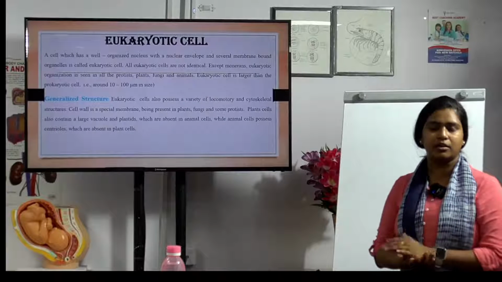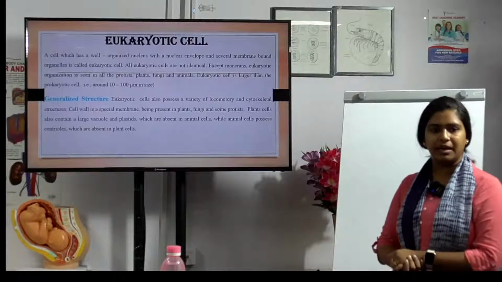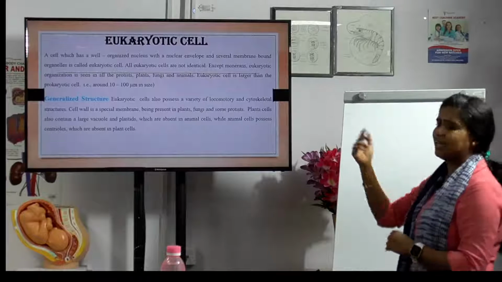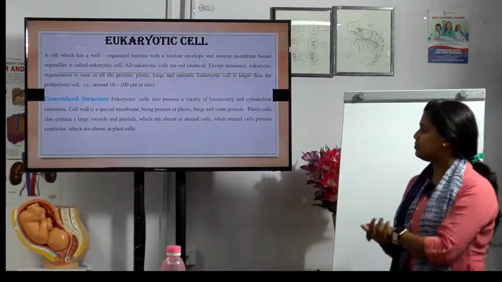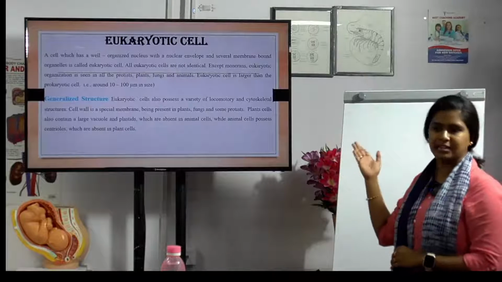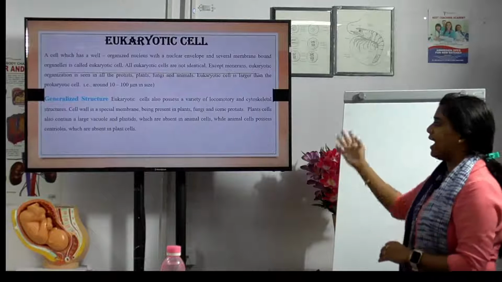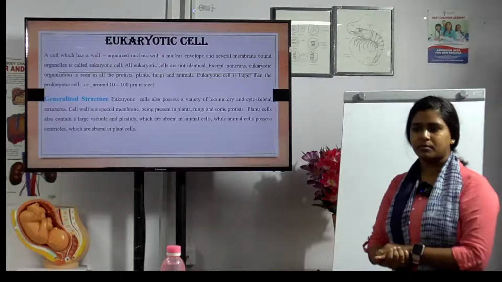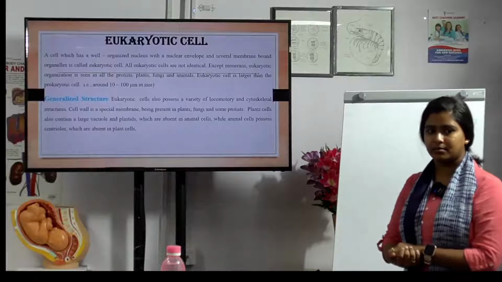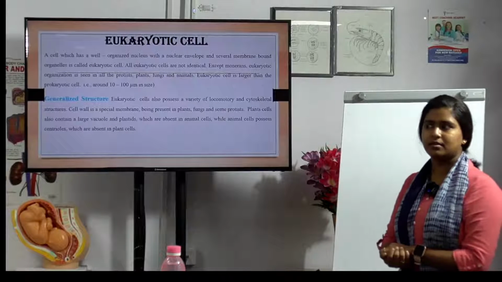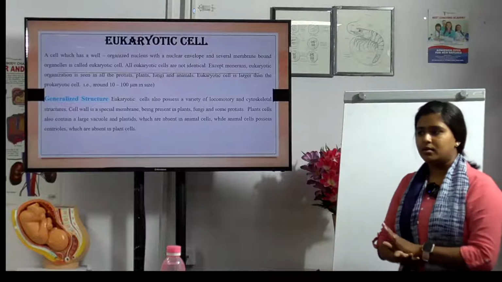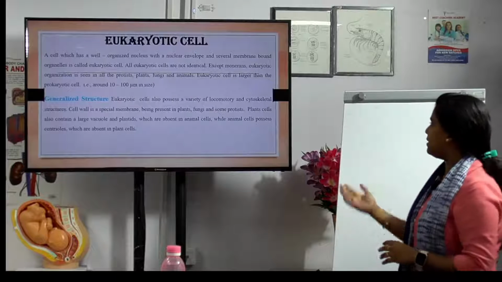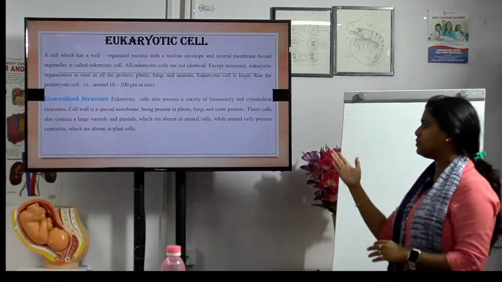What do we have for locomotion there? Flagella, pili, fimbriae. But here there are a variety of locomotory and cytoskeletal structures. The cell wall is a special layer present in plants, fungi and some protists only. They have a large vacuole and plastids. What are plastids? Genetic DNA. Plastids are absent in animal cells, while animal cells possess centrioles, which are absent in plant cells.